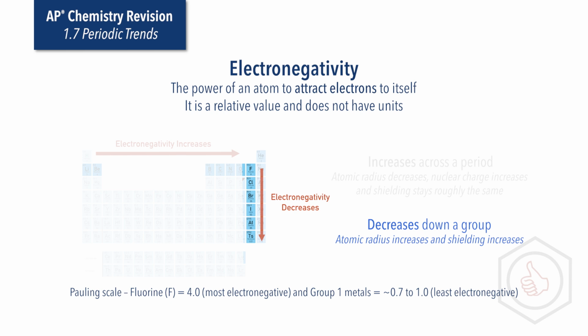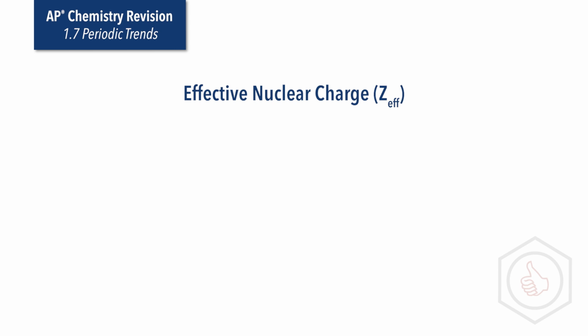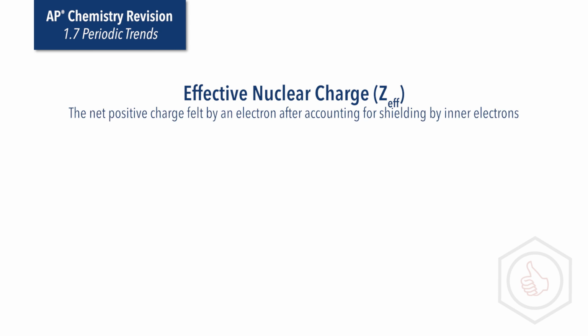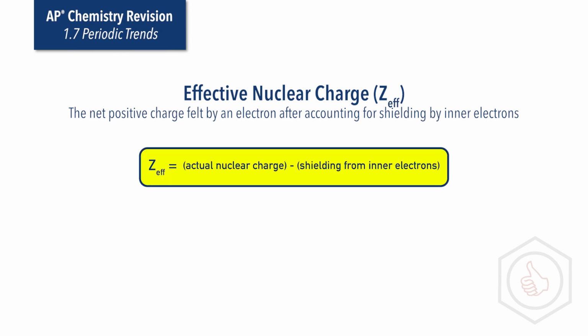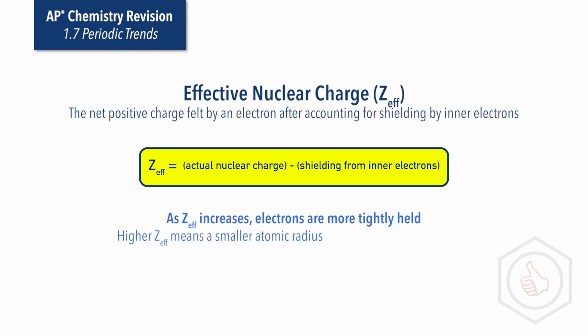The effective nuclear charge, or Zeff, of an atom is the net positive charge felt by an electron after accounting for shielding by inner electrons. It helps explain the periodic trends outlined previously, like atomic radius and ionization energy, where Zeff equals actual nuclear charge minus shielding from inner electrons. As effective nuclear charge increases, electrons are held more tightly, meaning a higher effective nuclear charge means a smaller atomic radius and higher ionization energy, and a lower effective nuclear charge means a larger atomic radius and a lower ionization energy.